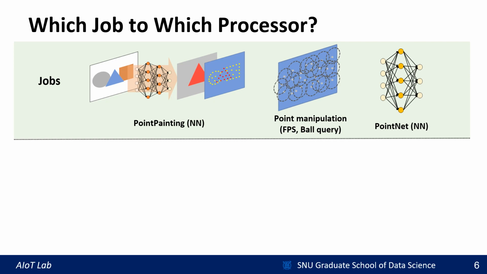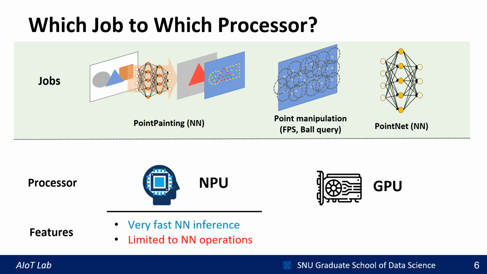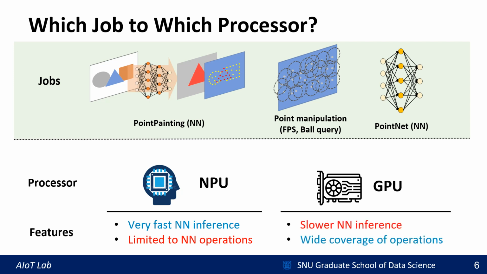Now, with our baseline algorithms, let's think about job allocation to processors. To summarize, there are three different operations in our baselines: point painting, point manipulation, and PointNet. Regarding processors, we consider two processors, NPU and GPU. NPU can run NN inference very fast, but its capabilities are limited to NN operations. In contrast, NN inference is relatively slower on GPU, but it can run a wide coverage of operations. Thus, it is natural to run point painting and PointNet on NPU and point manipulation on GPU. But is this simple workload allocation enough to fully exploit the processors?